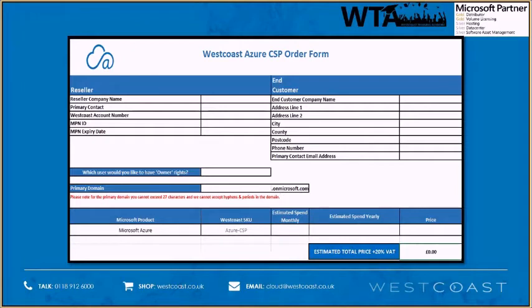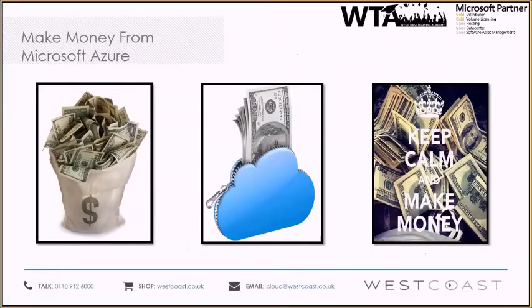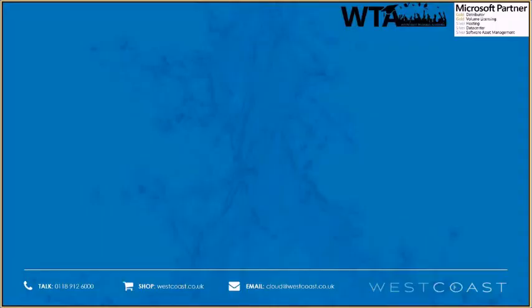And that's open, and that's CSP. So again, open licensing credits, CSP order form. Making money. Making lovely money from Microsoft Azure. Now, I mentioned it earlier about some people said to me before that the cloud isn't actually cheaper than on-premise.